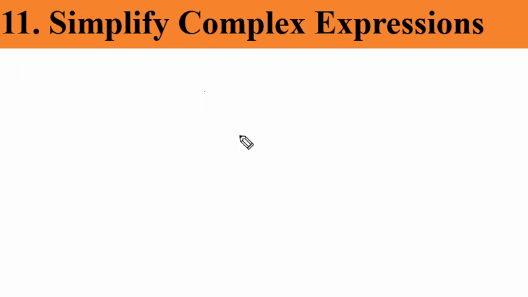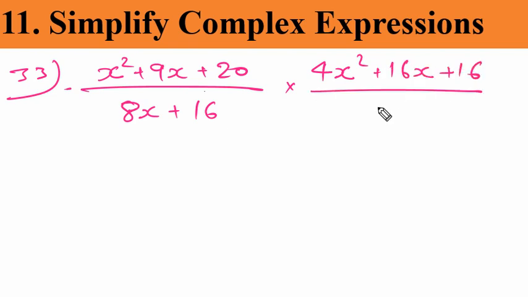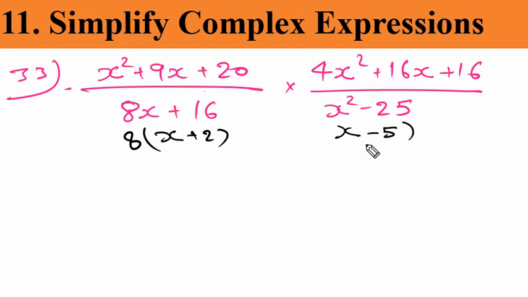Only thing is that, okay, let me just quickly write it down: x square plus 9x plus 20 over 8x plus 16 multiply with 4x square plus 16x plus 16 over x square minus 25. So what you have to do here is take 8 as a common factor, so that will give you x plus 2, and this will turn out as x minus 5, x plus 5. What about these two? For these two you can use the calculator and factor them. So this we have already done.